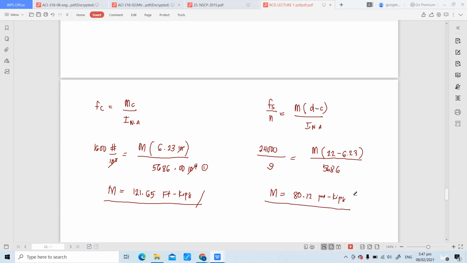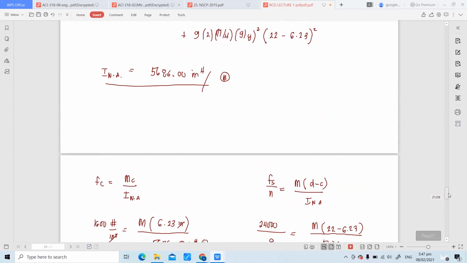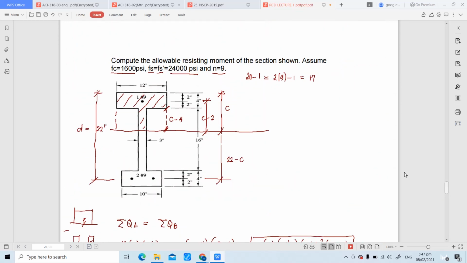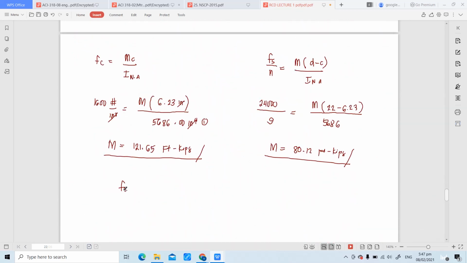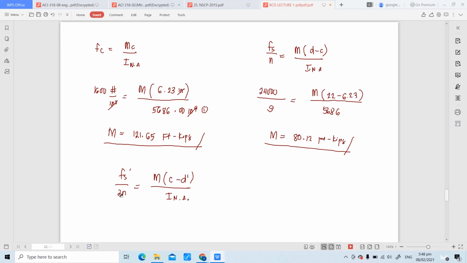Now, let's compute the moment value using the allowable stress ng compression steel. Dahil meron binigay na value. Fs prime is 24,000 psi. So, ano ba yung formulang Fs prime? That is Fs prime, naka-divide ng 2n, equivalent to moment, multiplied by C minus D prime over INA. So, substituting the values, Fs prime, 24,000 psi din, over 2n, 2 times 9, 18.